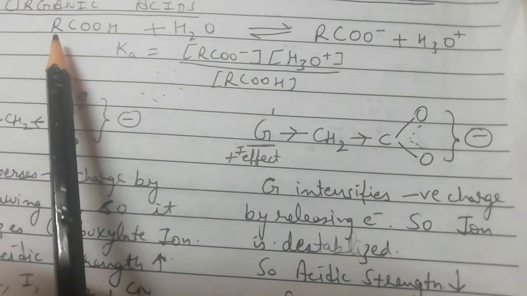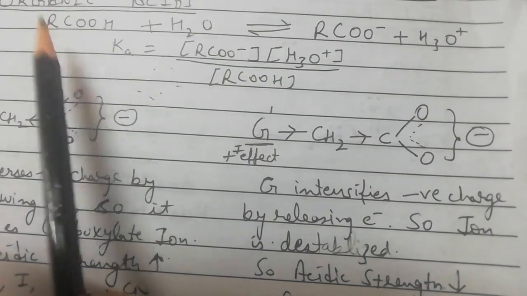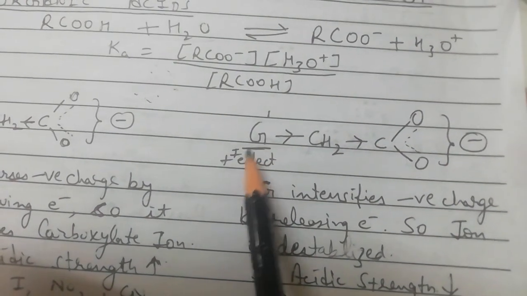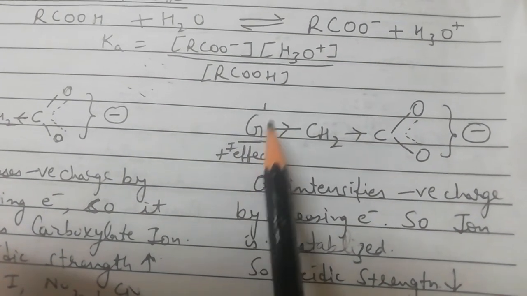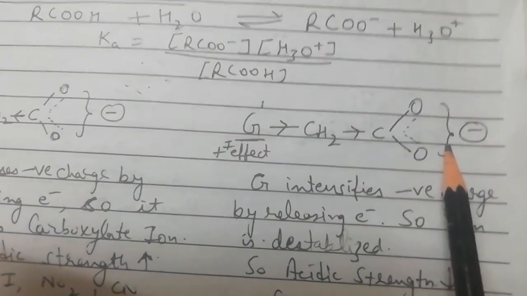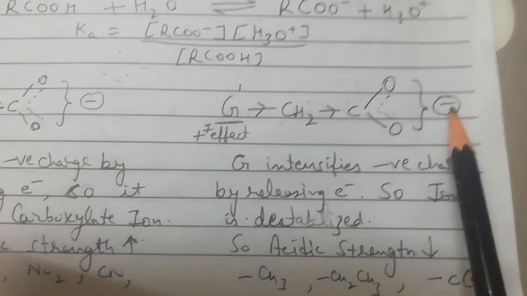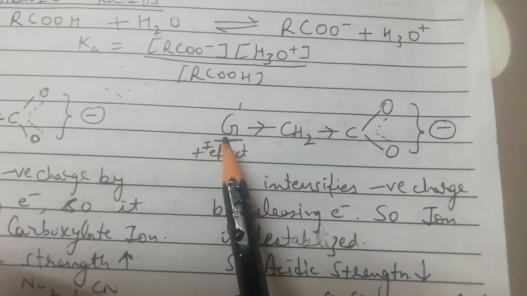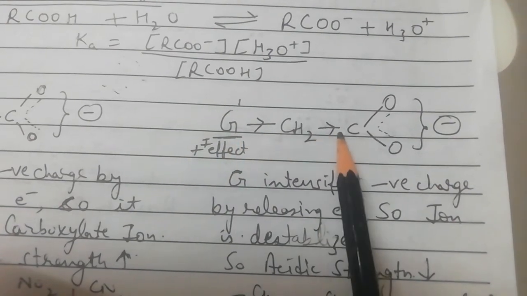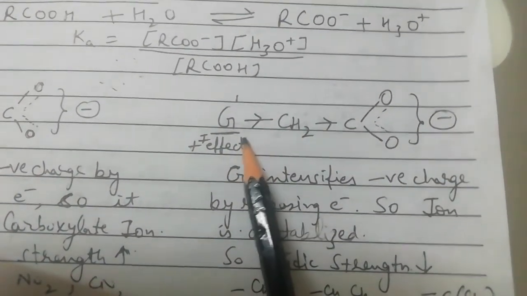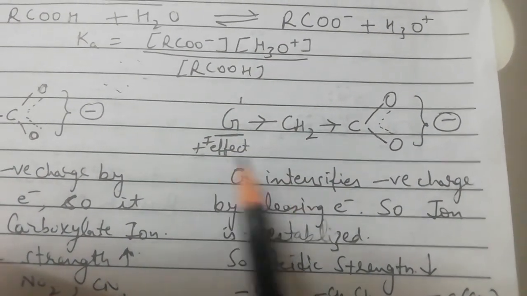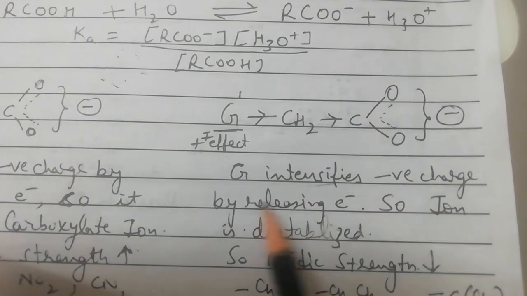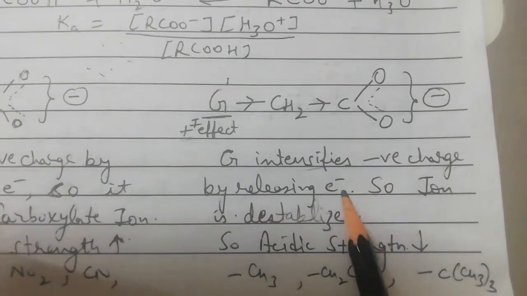If we attach any group which has plus I effect, let us name this group as G. Because of this plus I effect, it will donate the electrons to the system. This system already has negative charge, and this G group is also donating electrons to it. So this G group, which has plus I effect, will intensify the negative charge by releasing the electrons.